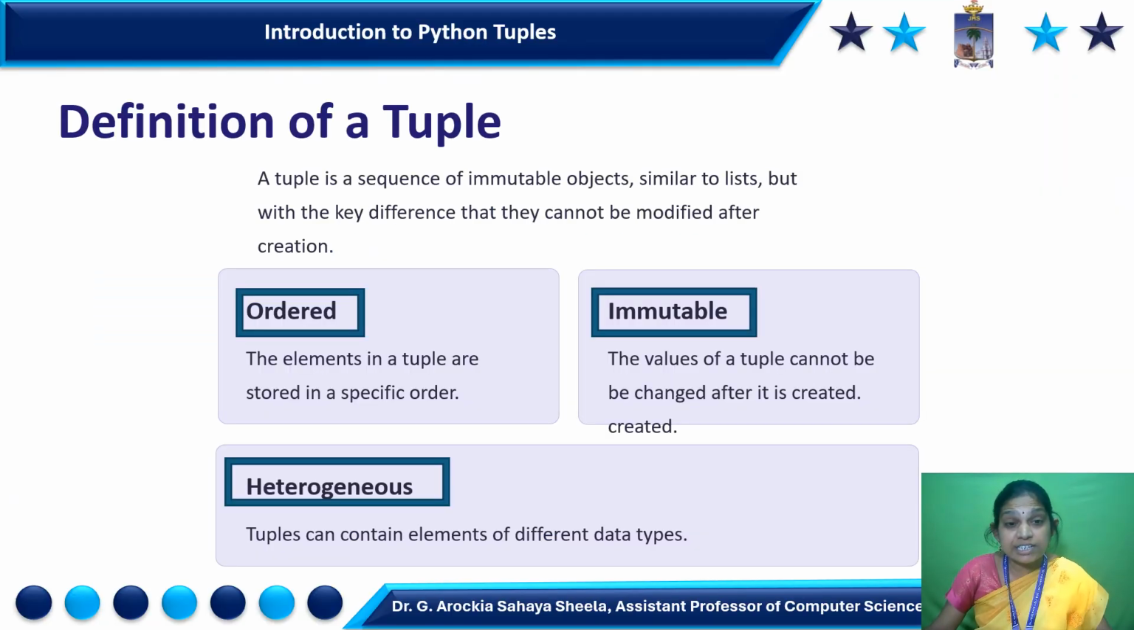The very first step is the definition of a tuple. A tuple is a sequence of immutable objects similar to a list, but with the key difference that they cannot be modified after creation. It is ordered, immutable, and heterogeneous. The elements in a tuple are stored in a specific order, which we call ordered. The values of a tuple cannot be changed after it is created, which we call immutable. And tuples can contain elements of different data types, which we call heterogeneous.